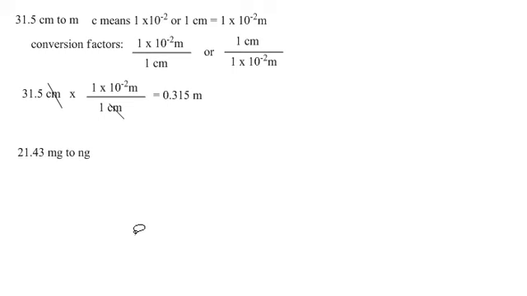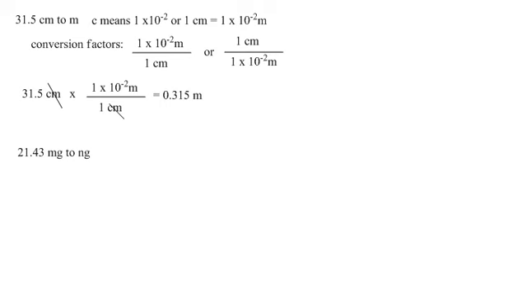I want to look at one more example which is a little bit more complicated, and we're going to take 21.43 milligrams to nanograms. And what I usually do in a case like this is, instead of going directly from milligrams to nanograms, I'll go to the parent unit first. So I'll go from milligrams to grams, and then I'll go from grams to nanograms.